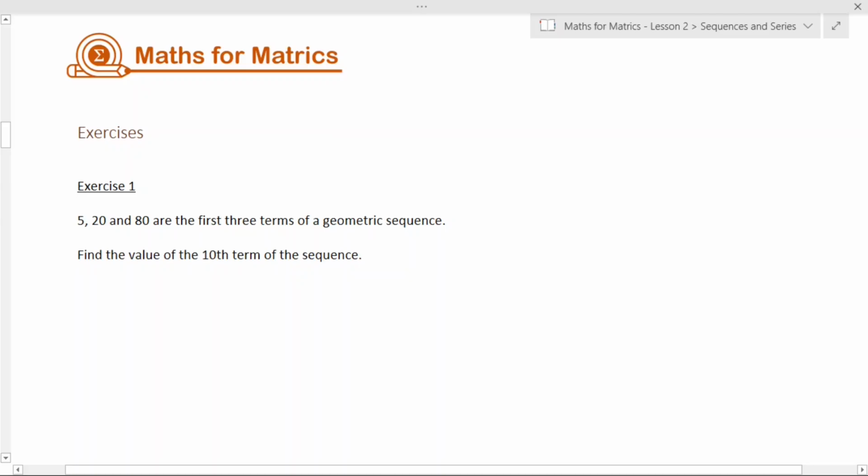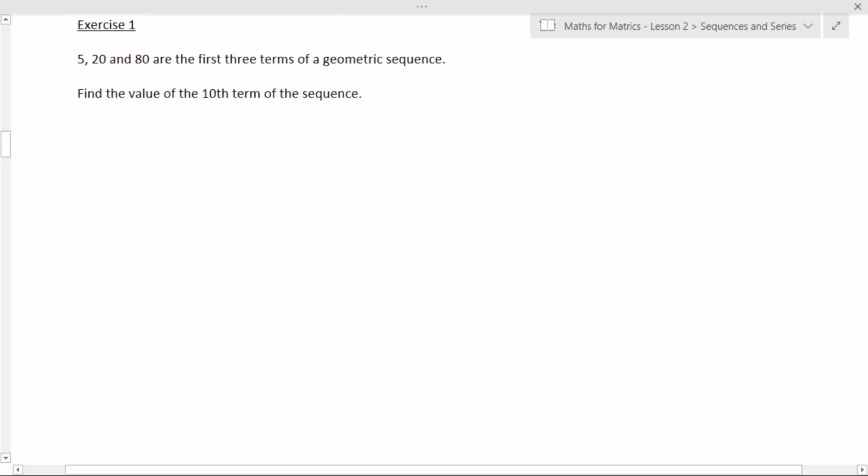In order for us to solve this problem, we need to first find the nth term of the sequence. And to do that, we need the value of a and r. We already know that a is the first term, and the first term of the sequence is 5. Therefore a is equal to 5.